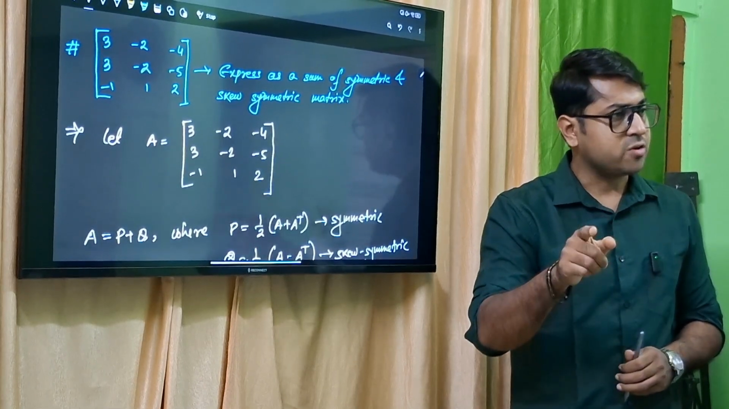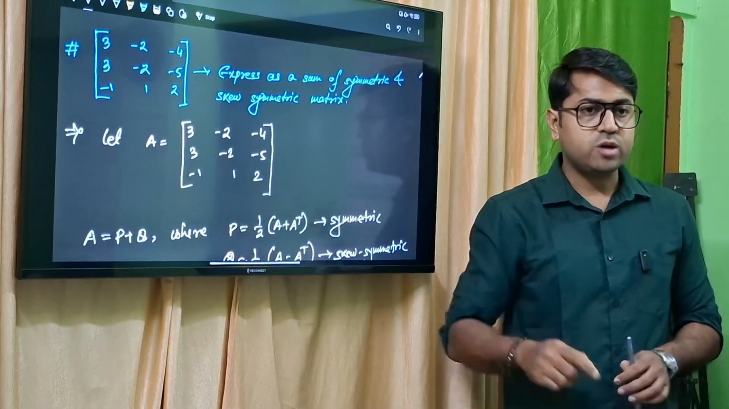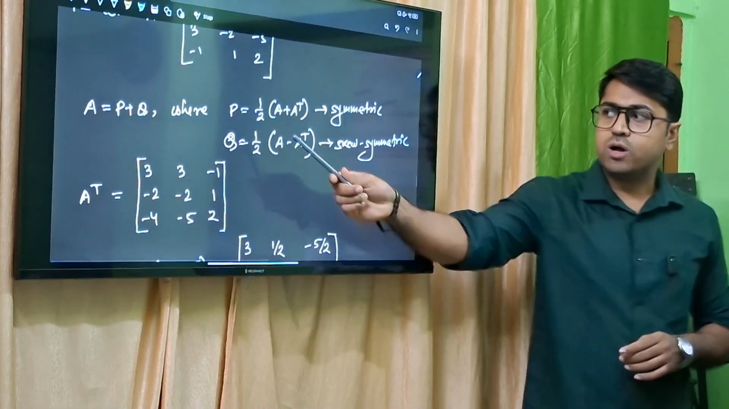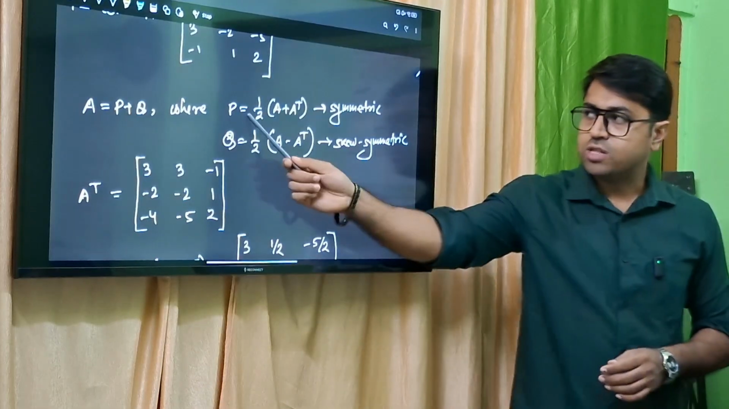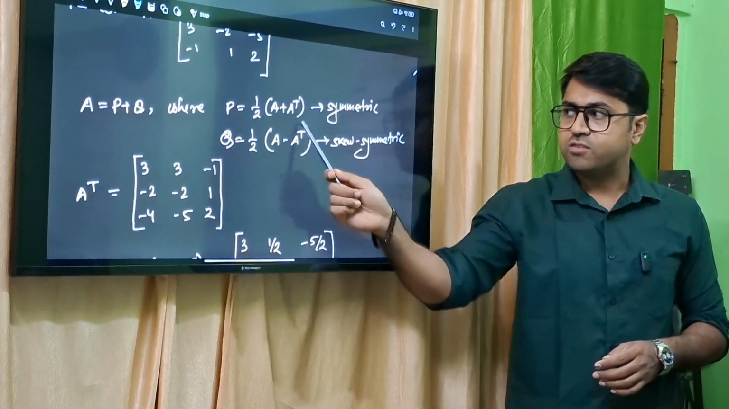A equal to P plus Q, where P equals half into A plus A transpose, and Q equals half into A minus A transpose. So I will calculate on that. These things, whatever I have said, is written. So I will calculate the matrix P as well as matrix Q. But before that, I will calculate the A transpose that is required for both.